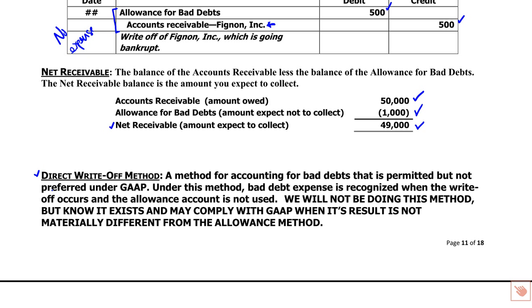Know it's not based on an estimate. Know that you only recognize the expense when you write it off. So it would be directly to accounts receivable. It would be bad debt expense, account receivable. But we're not going to do the accounting for that.